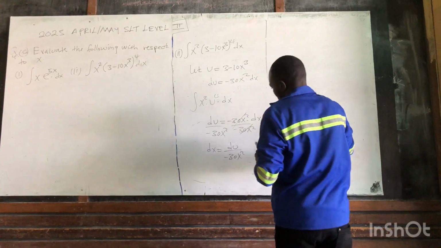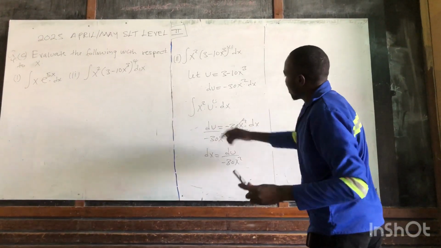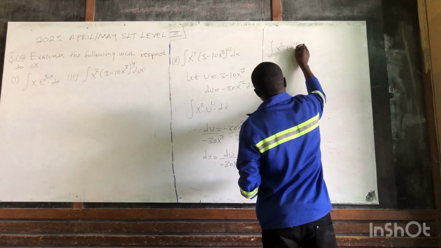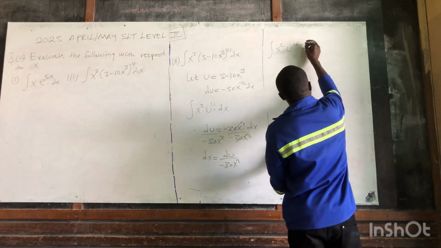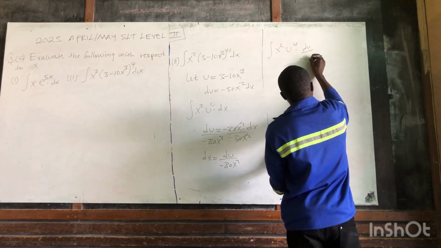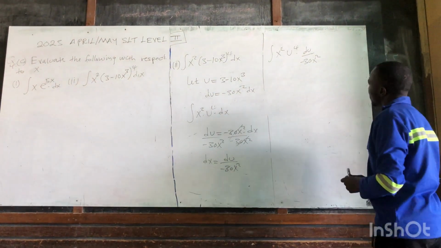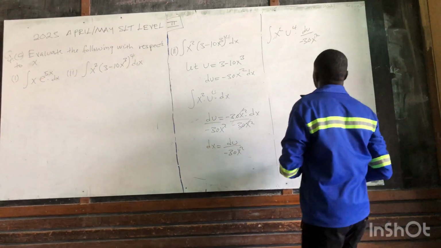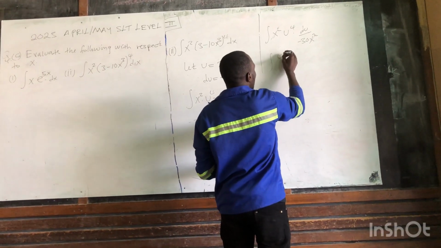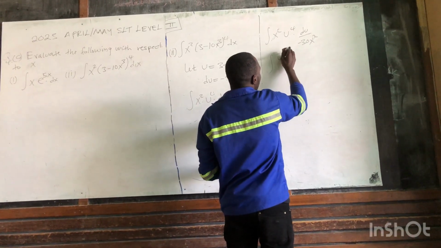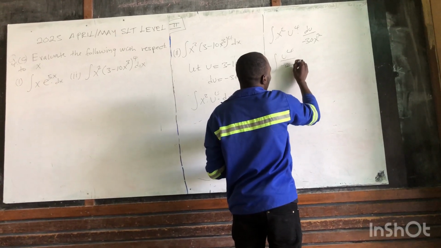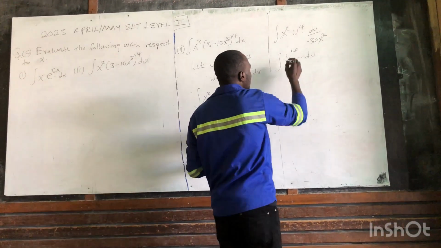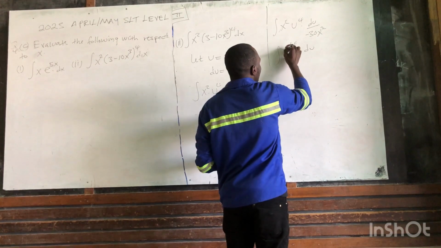We have the integral of x squared, u to the power 4, times, where x is, we put du over negative 30x squared. Since we are multiplying, this x squared and that x squared can cancel. So you remain with the integral of u to the power 4 over negative 30 du. Here now we'll be integrating with respect to u. We don't have any x there.